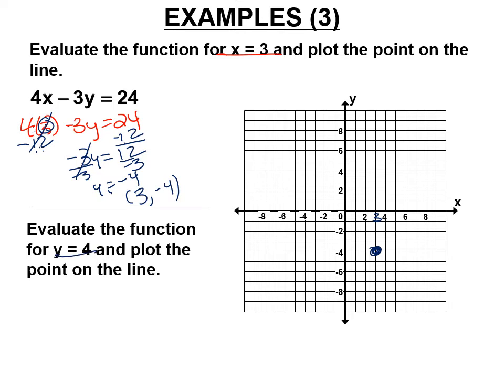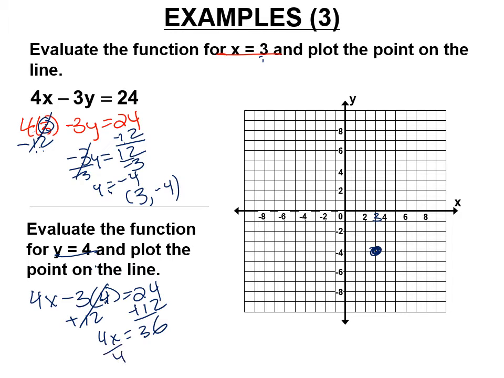Now we're going to put y equals 4 in there. So we're going to put 4x minus 3 times 4 equals 24. All right. So I put a 4 for y in there. Last time I put a 3 for x. So this is 12 again, but we're going to get rid of that by adding 12, right? And you get 4x equals 36. Divide by 4. X equals 9, and so that's the point 9, 4. So 9, 4 is right there. I found 2 points. They weren't the intercepts, and I could draw a line through them.